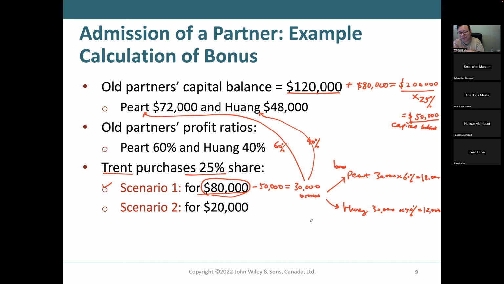So basically, when Trent was buying, there is goodwill, right? He decided to give a bonus in order to be allowed to join the partnership. He gave a bonus to the old partners because it's a good partnership. Does this make sense?